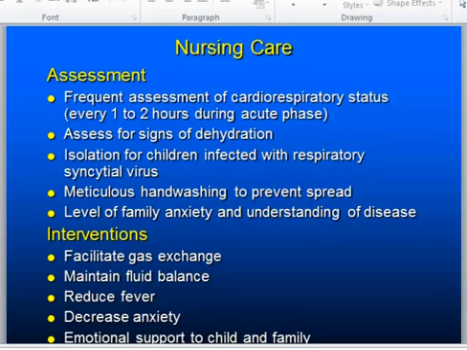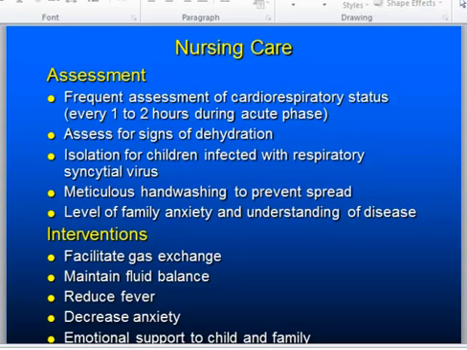Our nursing diagnosis and planning: one will be impaired gas exchange related to airway edema and increased mucus. So we want to make sure that our infant will have adequate gas exchange above 95% on room air. Another is ineffective airway clearance related to increased secretions. So we want to make sure that the infant will exhibit clear breath sounds and normal respiratory rate, depth, and rhythm.